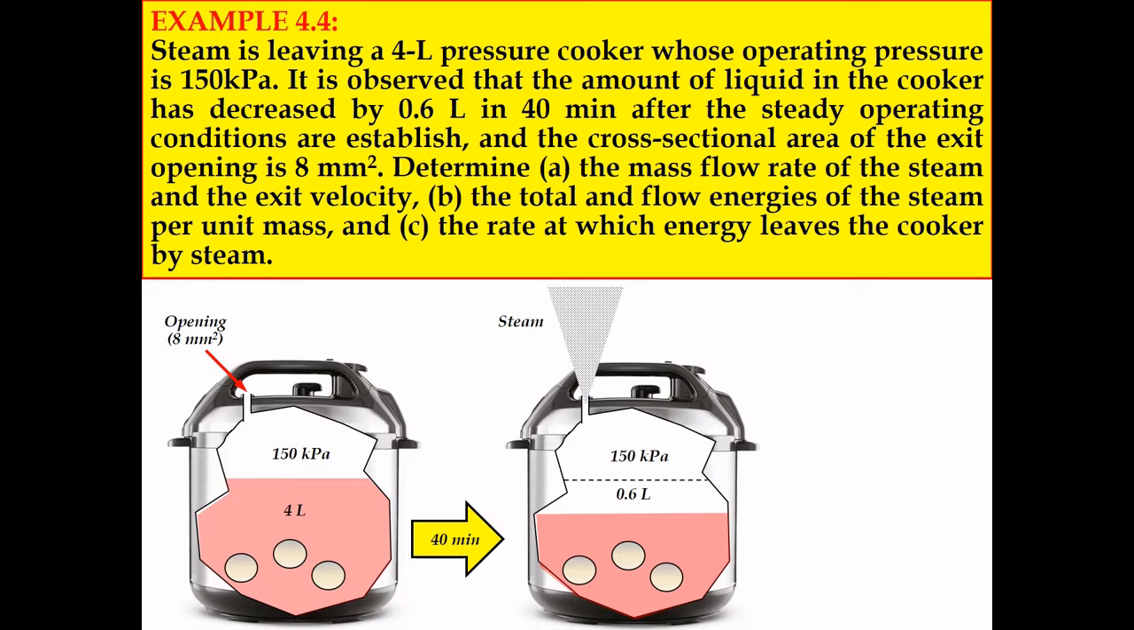So we need to solve to answer questions A, B, and also C by using the information given by Example 4.4. Okay, now let us solve question A, where we need to determine the mass flow rate of the steam and also the velocity of the steam that exits from the pressure cooker.